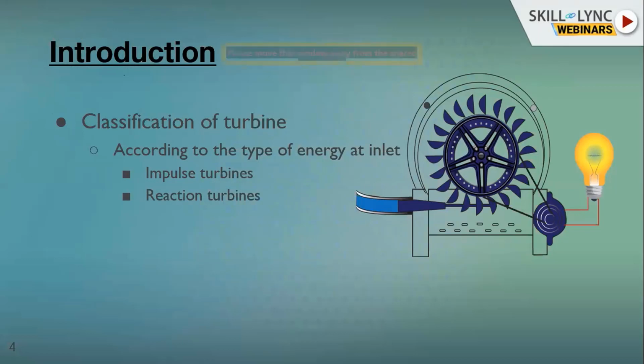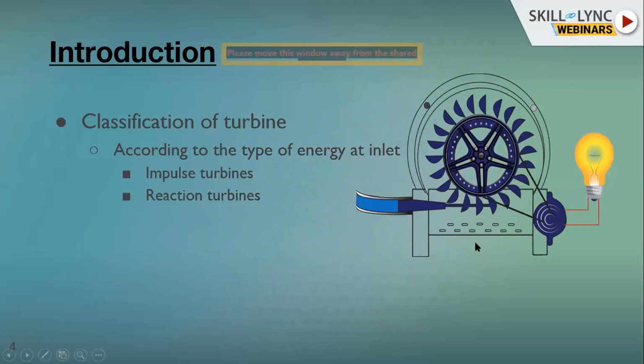As per the type of energy at inlet, we classify turbines into impulse turbines and reaction turbines. What do you understand by an impulse turbine? An impulse turbine is one where the energy available at the inlet is only kinetic energy. Such a turbine is known as an impulse turbine. You can take an example of this. This is nothing but an impulse turbine, or you can call it a Pelton turbine.